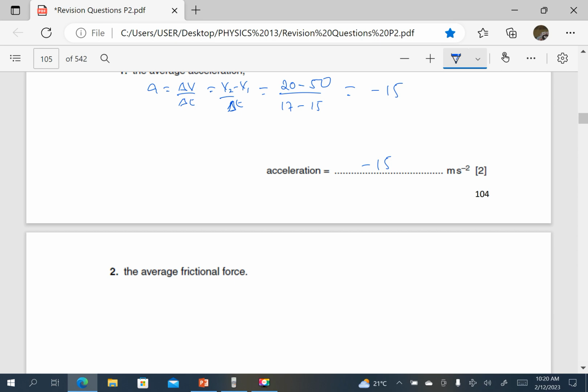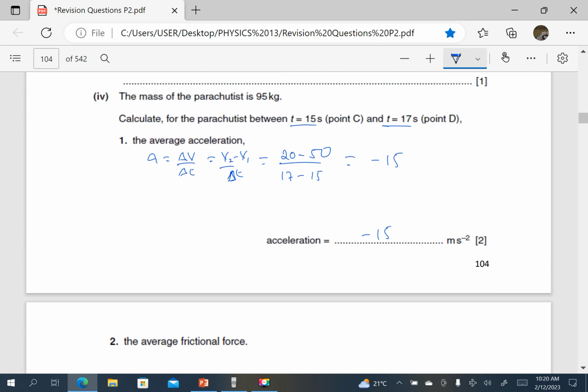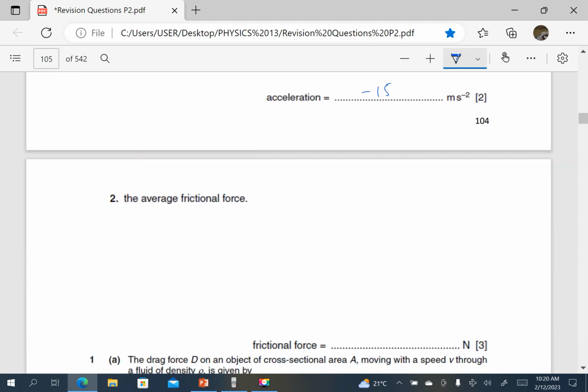The average frictional force. We want to calculate for the parachutist in that time the average frictional force. Since we have the deceleration, we know the parachutist is falling downwards and the frictional force is upwards, so the weight minus the frictional force is equal to the mass times acceleration, which is the resultant force. But remember, the acceleration is negative. So if I use this expression, I must indicate a negative there.